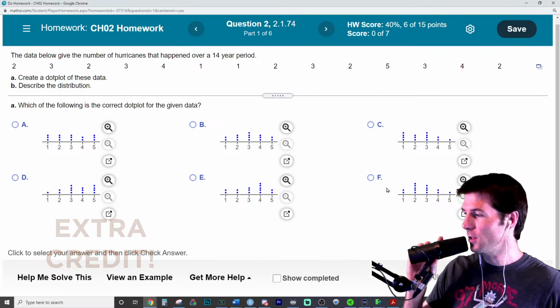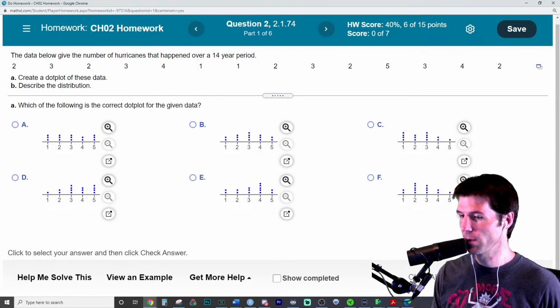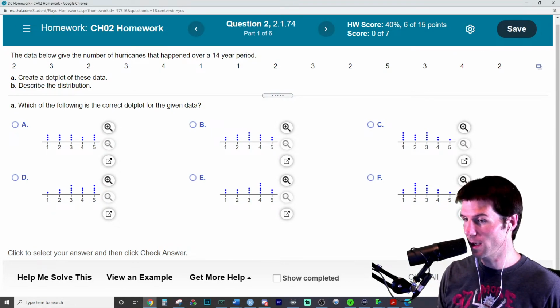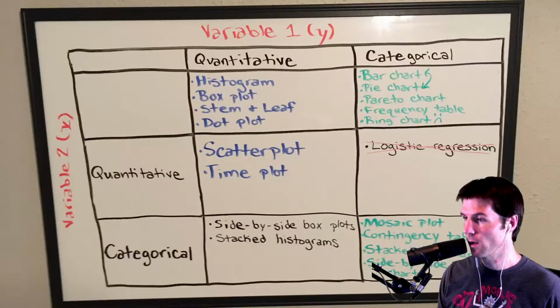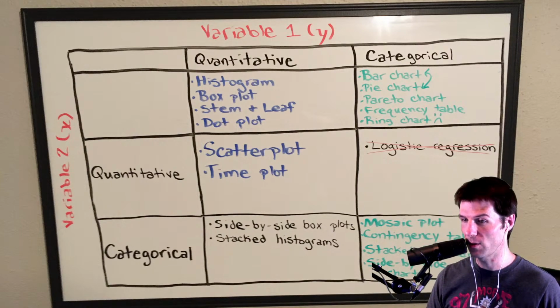This is a dot plot right here, and a dot plot is going to display what kind of data? Important note to have: a dot plot displays what kind of data? Who knows what kind of data dot plots display? So look at the graphic. I'll help out. What kind of data do dot plots display?